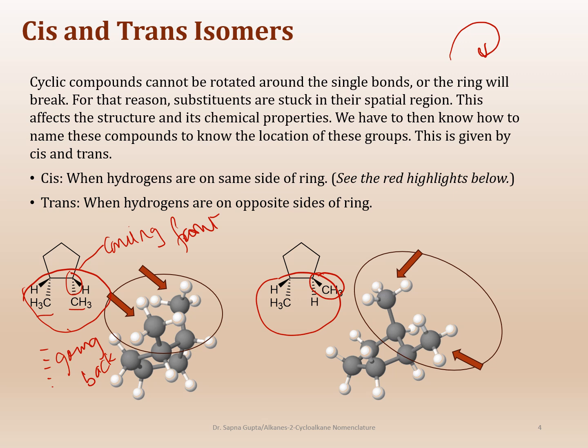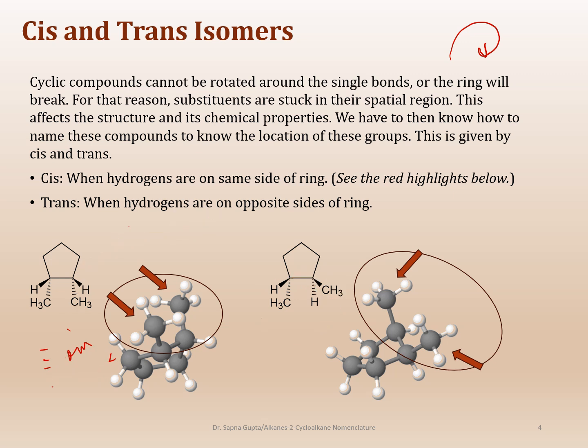Okay, so either you break this bond or you just break the CH3 bond and then you switch out the carbon and the hydrogen. Which means that these kinds of groups are stuck in their place. If they are going to be stuck in their place, we have to be able to tell them apart. And the way we tell them apart is by cis and trans isomers.